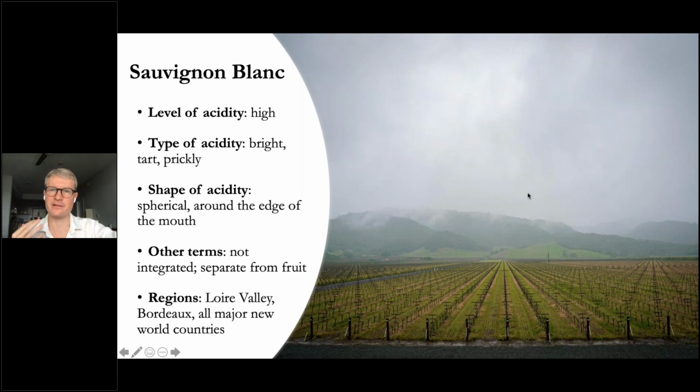In this case, you feel it very vividly because the fruit, as always, is usually felt on the tongue and the acidity is around the edge of the mouth. So the fruit and the acidity are kind of detached from one another. And that's what I mean by separate, not integrated. The acidity is not integrated into the fruit, into the body. And that to me is a very Sauvignon Blanc sensation.